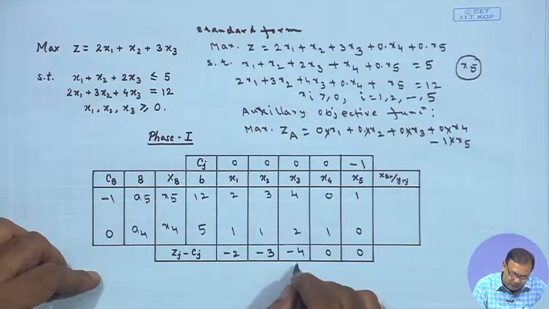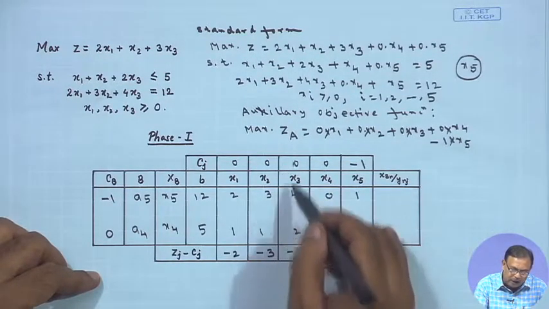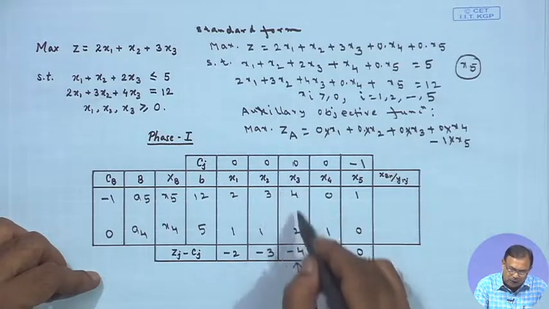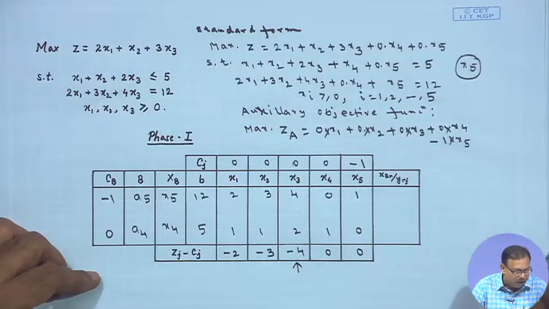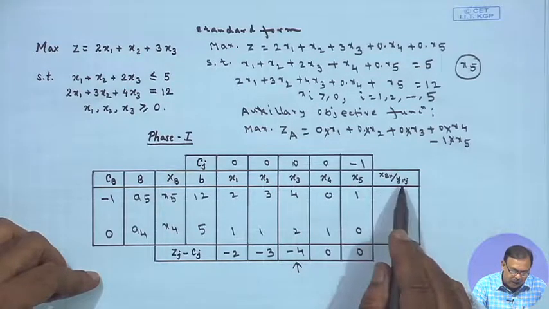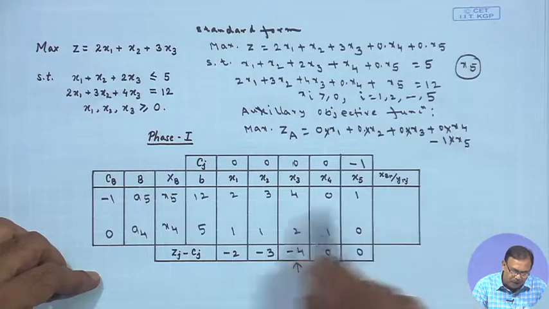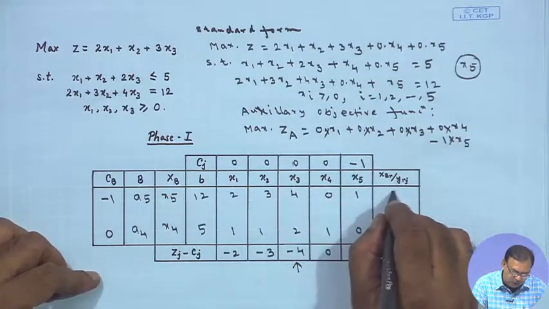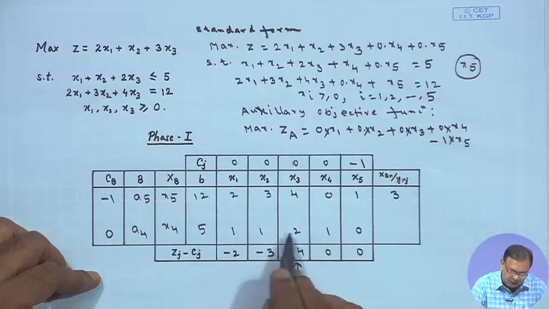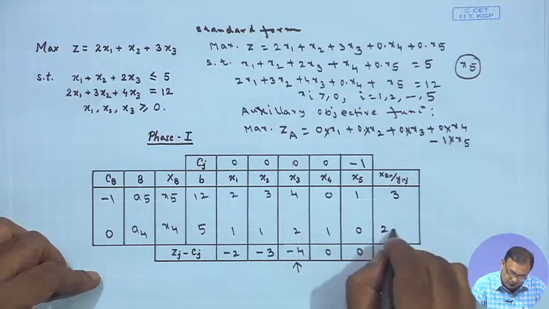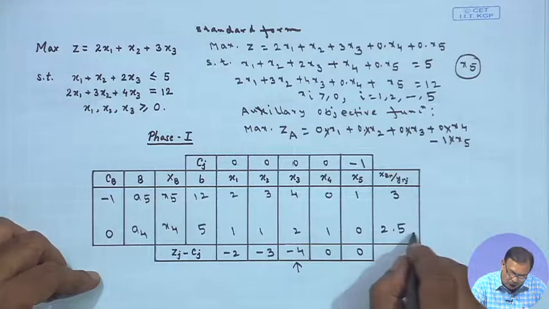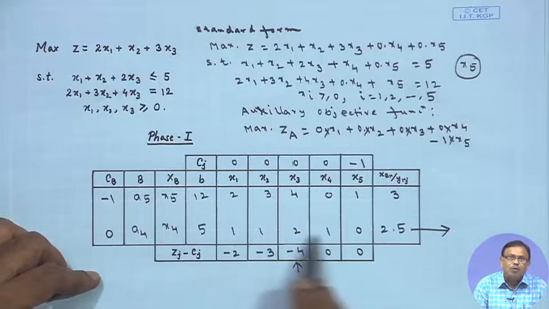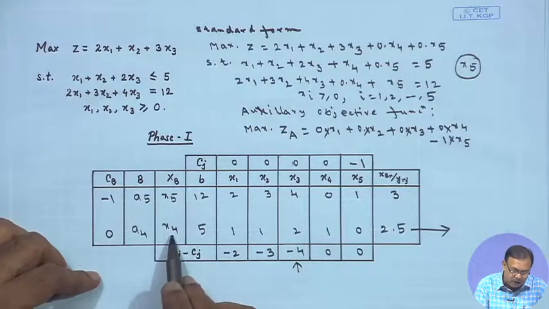So, the most negative is this one, that is this column. So, your entering vector will be x3. You have to calculate the ratio, that is b by xb. So, the ratio in this case is 12 by 4, that is 3, and in this case 5 divided by 2, that is 2.5. So, your outgoing vector is x4. In this case, your outgoing vector is this one, that is x4.